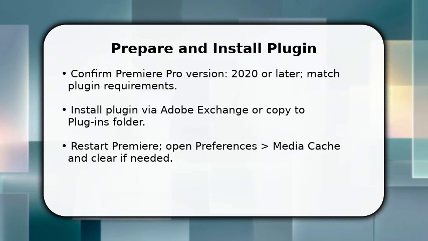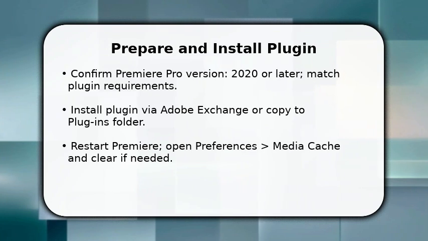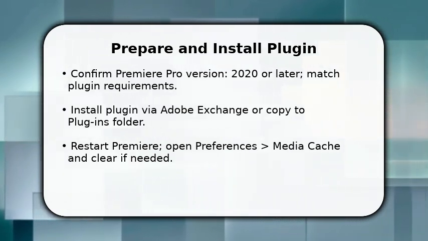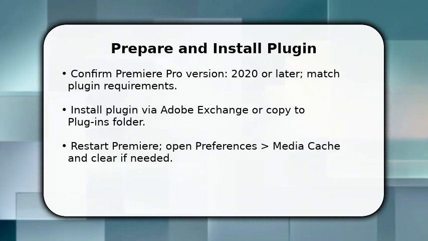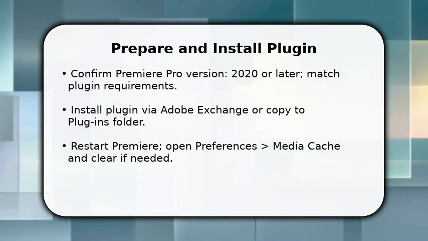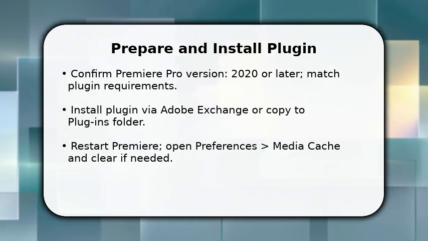Enjoy the video. You'll start by confirming versions and getting the plugin file in the right place. First, check Premiere Pro version and plugin compatibility. Mismatches cause failures. Next, install via Adobe Exchange or manually drop the plugin into the Premiere Pro plugins folder. Once done, restart Premiere so the host recognizes new modules.